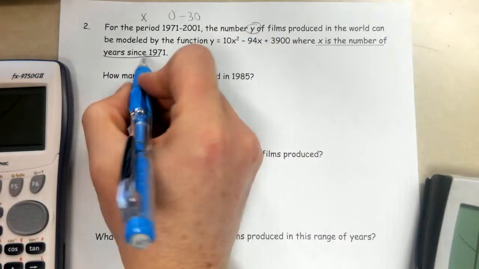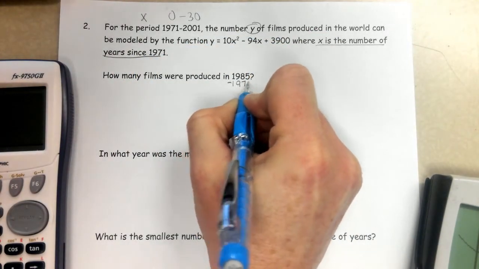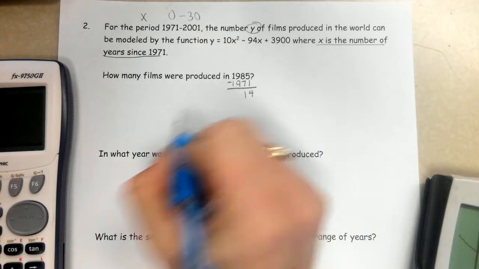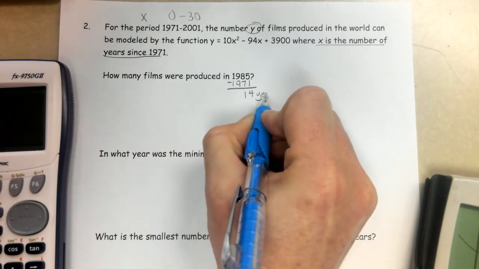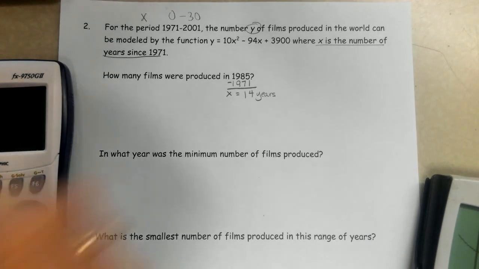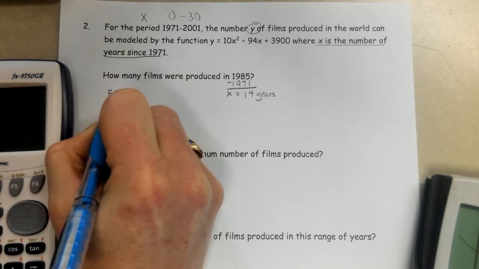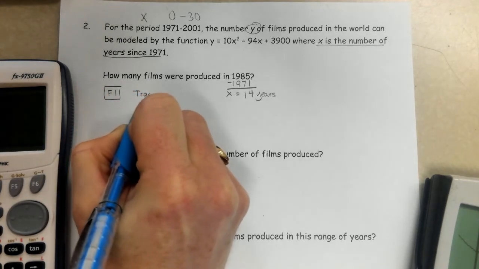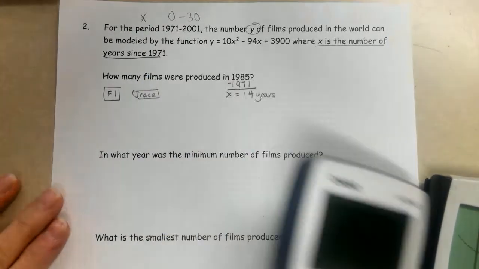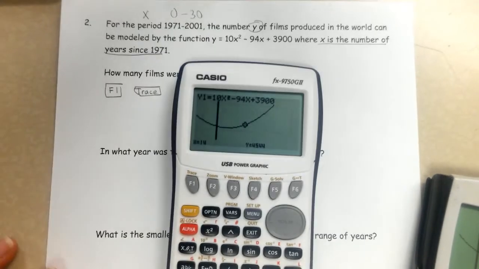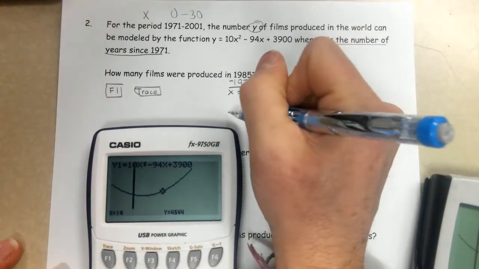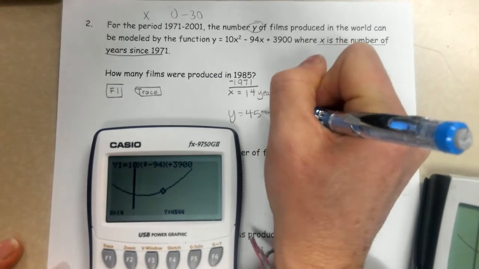How many films were produced in 1985? Since we're counting the years since 1971, we'll subtract 1971 to figure out that that is 14 years. So we need to make x equals 14. If I'm plugging in an x, then that's either using trace or F1. So if I put in 14, I get 4,544 for the number of films.